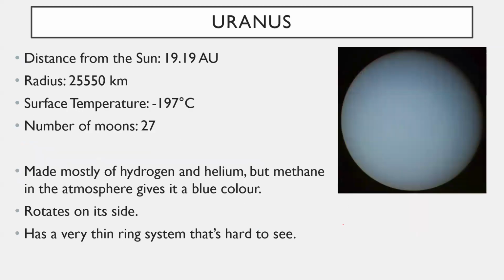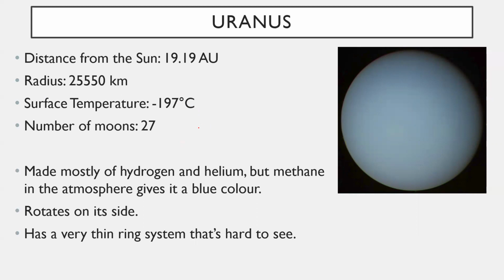All right, second last planet here, Uranus. Its distance from the sun is 19.19 AU. It's way, way, way out there. This is way far out there compared to what all the others are. Its radius is 25,550 kilometers, so quite a bit smaller than Jupiter and Saturn, but still massive. Its surface temperature is negative 197 degrees Celsius, and it has 27 moons.